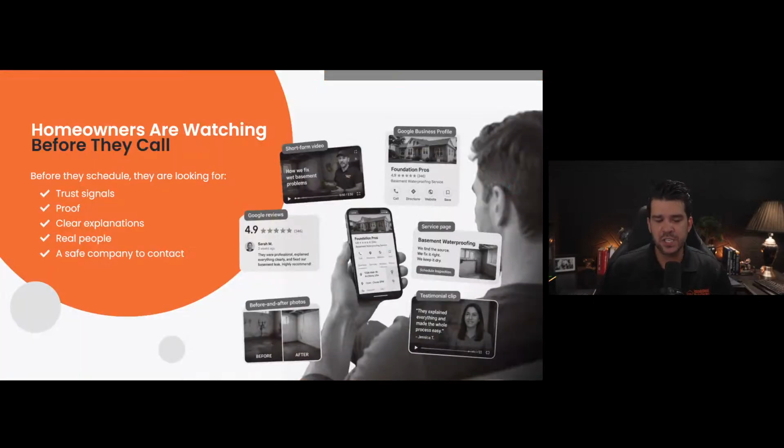So homeowners are watching before they call. And this tells you, homeowners that are watching, they maybe see a crack in their foundation. Maybe there's water in the basement or a musty crawl space, uneven floors. I've run into that myself. Or doors that are sticking. Had that happen to me too. And they're usually not calling the first company they see without checking anything. They're usually searching. They're comparing. They're looking at Google reviews, the website, the service page, photos, videos, social media, Google business profiles.